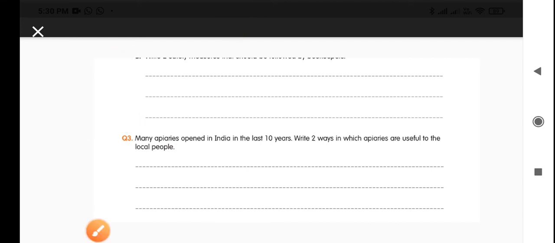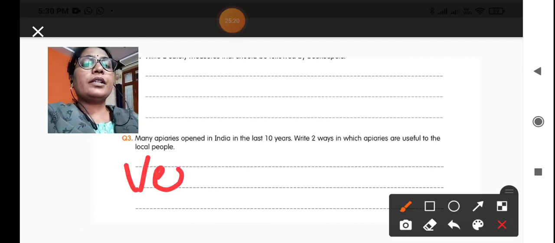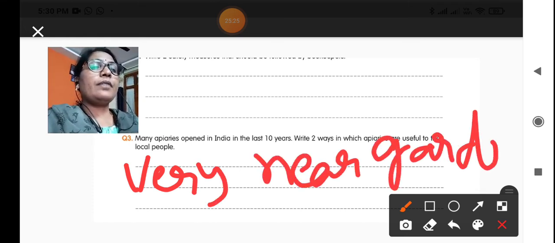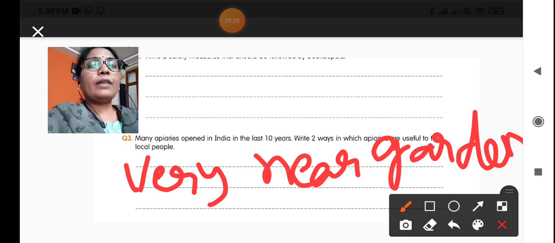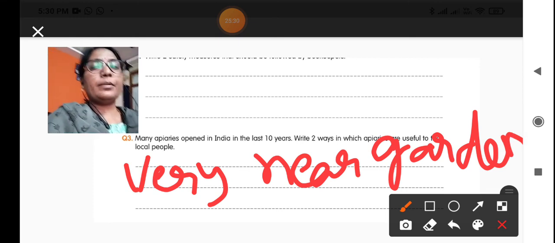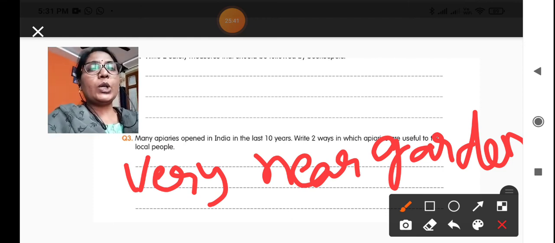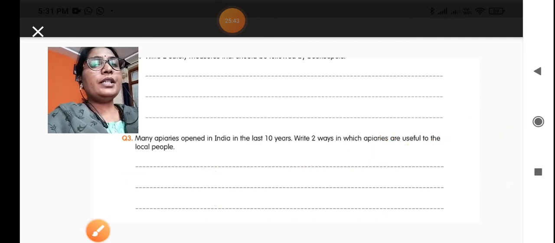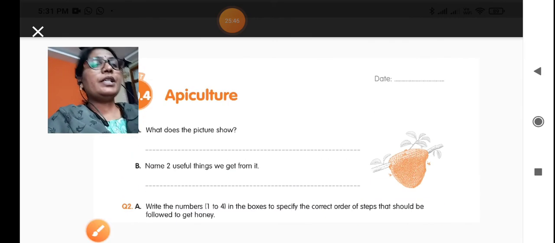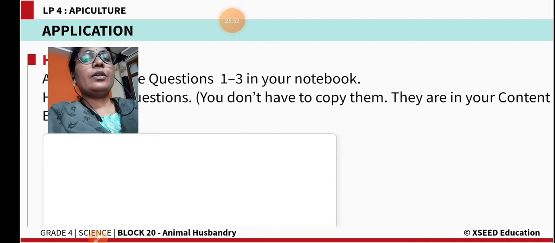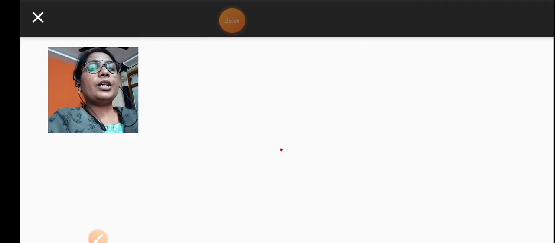The apiaries which are very near to the gardens will have quality honey because the honeybees will collect the honey from flowers. That's why apiaries should be very close to the garden. When they are, we can get quality honey. Understood, children? And then you read about this apiculture from your content book, and then you see what practice questions you can do on your own.